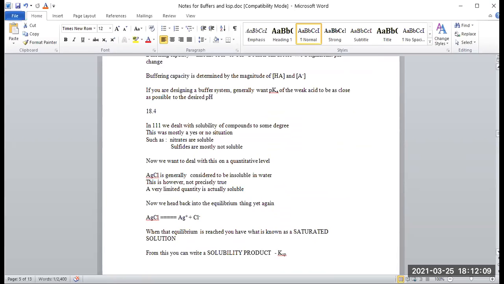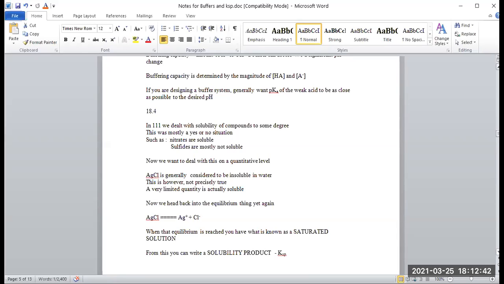So solubility in first semester, we tended to present to you as, yes, it's soluble, no, it's not soluble, okay? And there were 6 rules. Things like most nitrates are soluble and most chlorides are soluble except silver, lead, mercury. Most things with sodium, ammonium, or potassium are soluble. We just kind of presented them as rules.